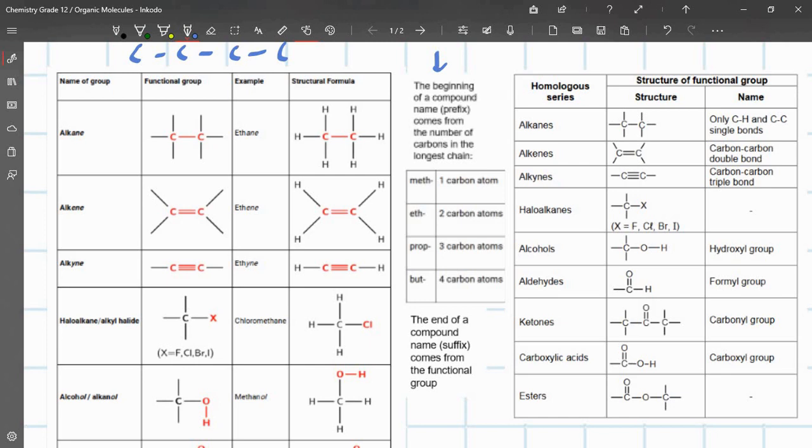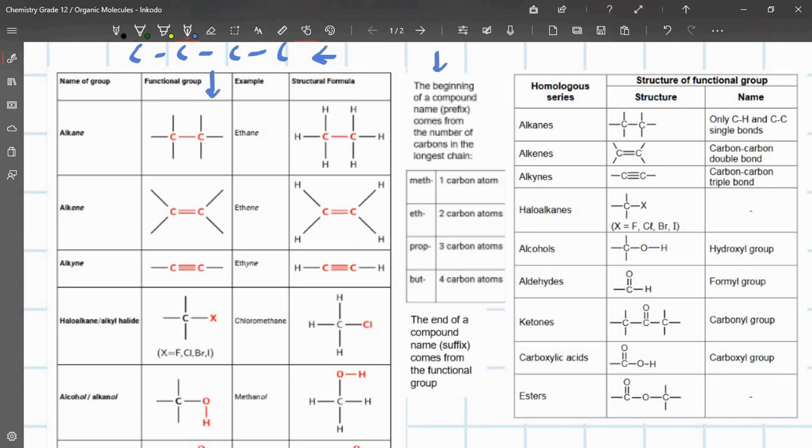So meth, eth, prop, or but. Then you can go up, penta, etc., hex, etc., etc. But these are the common ones. So we look for the number of carbons in the chain. So this, for example, will be a but chain. The end of the compound comes from the functional group. So here's your functional group here. There's a functional group, and from here you're going to get the suffix of the name.